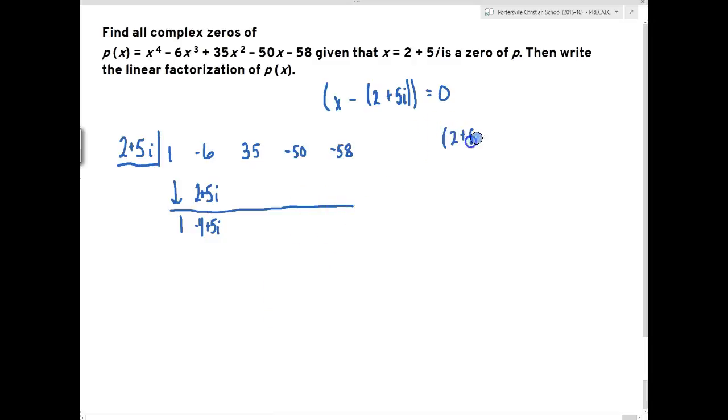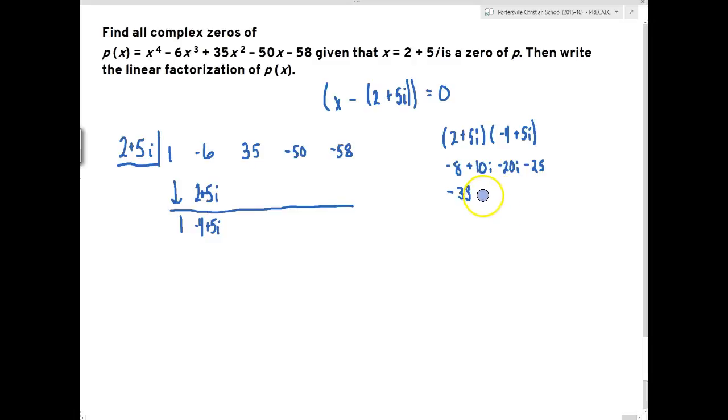2 plus 5i times negative 4 plus 5i is going to give me negative 8 for my front terms. Outer will give me 10i. Inner will give me negative 20i. And last will give me 25i squared, which is negative 25. Negative 8 and negative 25 give me negative 33.